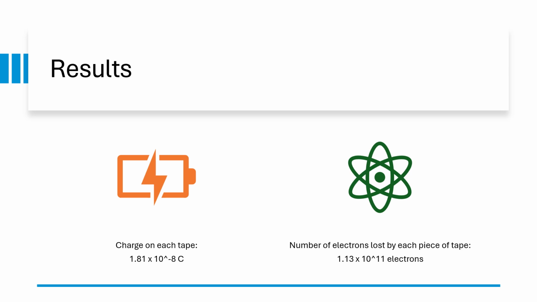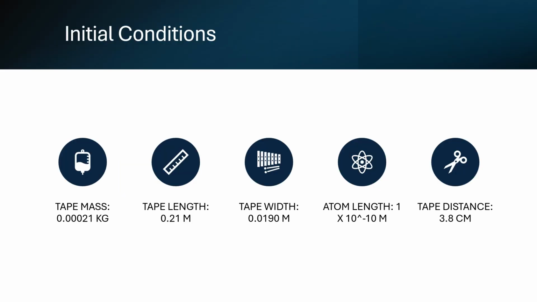The results for this lab were that we calculated the charge on each tape to be 1.81 times 10 to the negative 8th coulombs, and the number of electrons lost by each piece of tape was 1.13 times 10 to the 11th electrons. And here are the initial conditions for the lab.